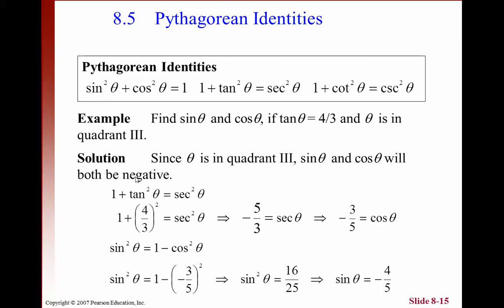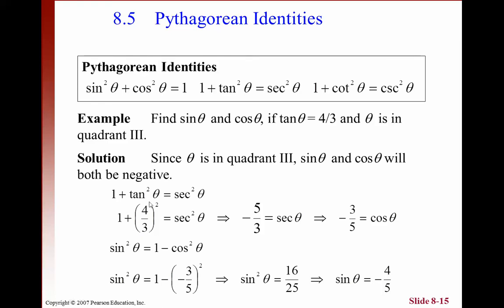Okay, so the first one here, they say the tangent is 4 over 3, and the angle's in quadrant 3. So we want to find the sine and cosine. Well, we know the sine and the cosine in quadrant 3 are going to be both negative. Tangent is going to be positive, but the other functions, except for cotangent, are going to be negative. But we can figure out what the secant equals, so 4 squared over 3 squared. Okay, so that's 16 over 9. So we do 16 over 9 plus 1. That means that we have to change that 1 to 9 over 9.